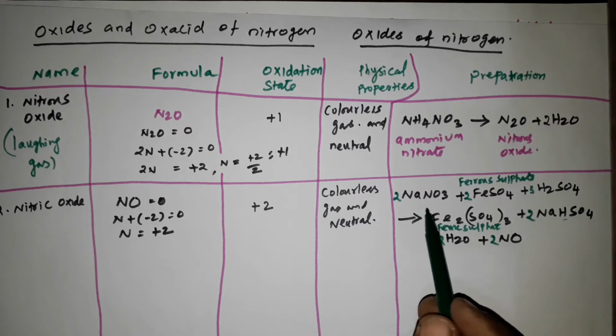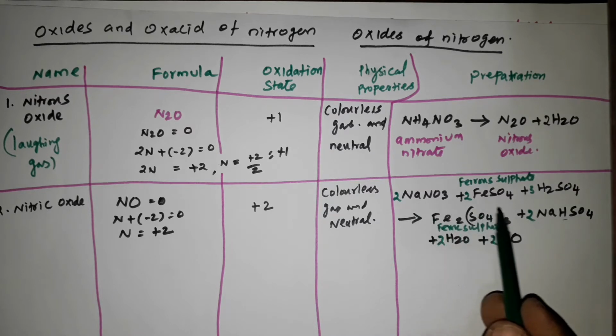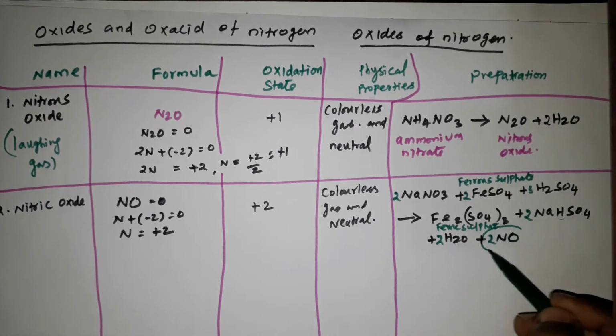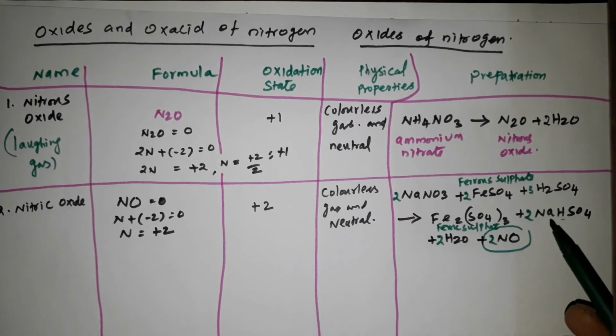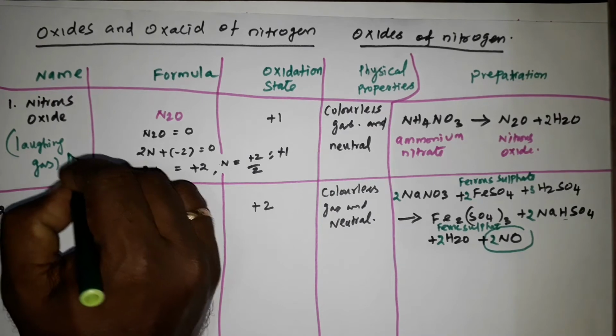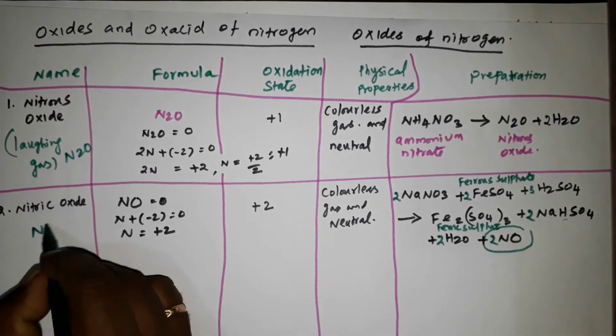Okay. So 2 NaNO3 plus 2 FeSO4 plus 3 H2SO4 gives Fe2(SO4)3 plus 2 NaHSO4 plus 2 H2O plus 2 NO. This is our product. Okay, these are all other byproducts. So next one, that formula, this is N2O, this is NO.